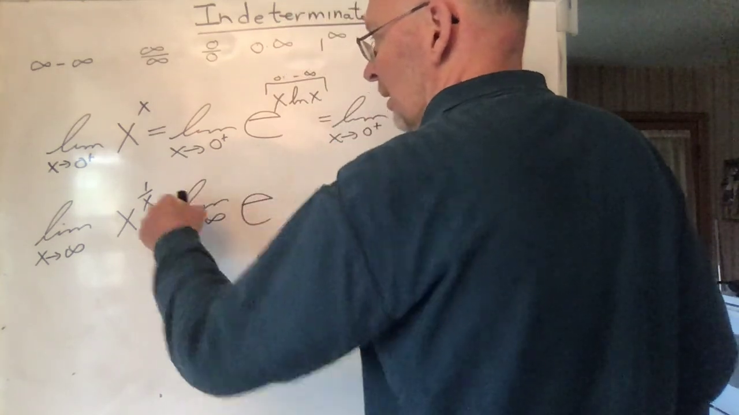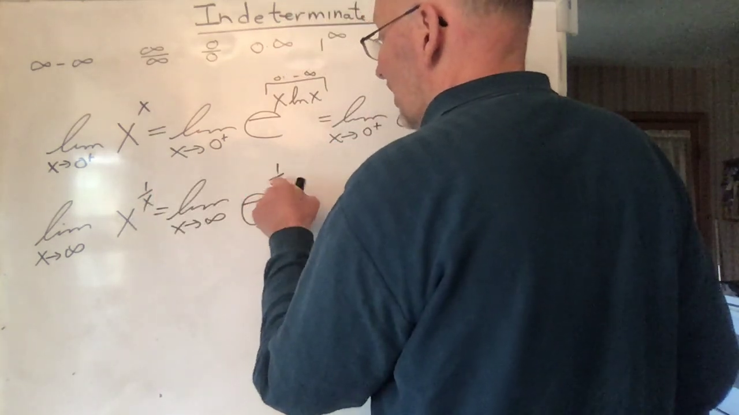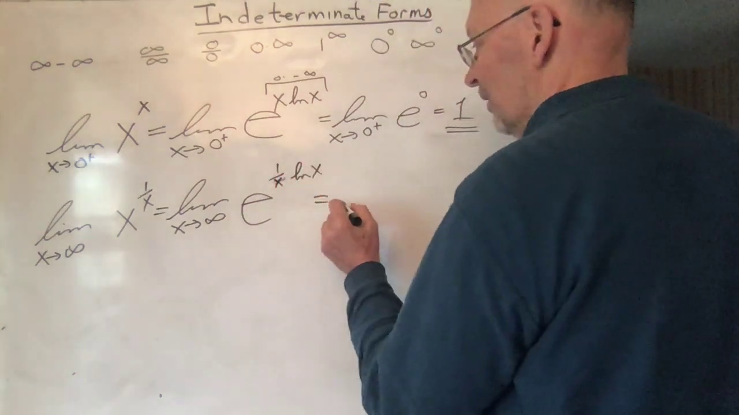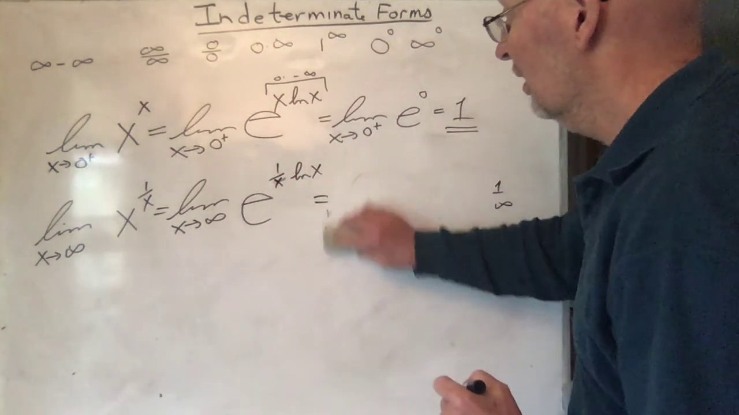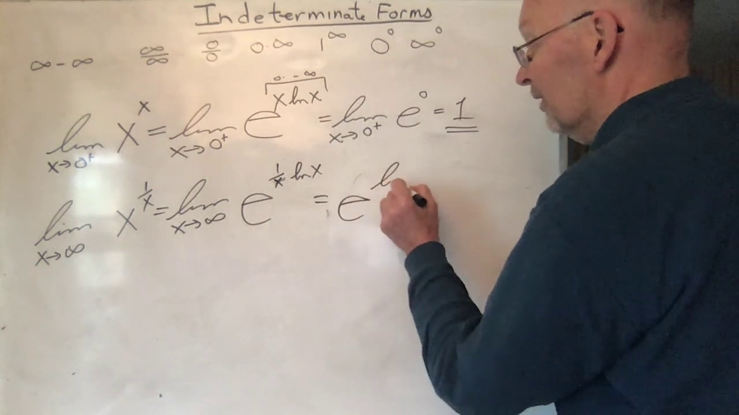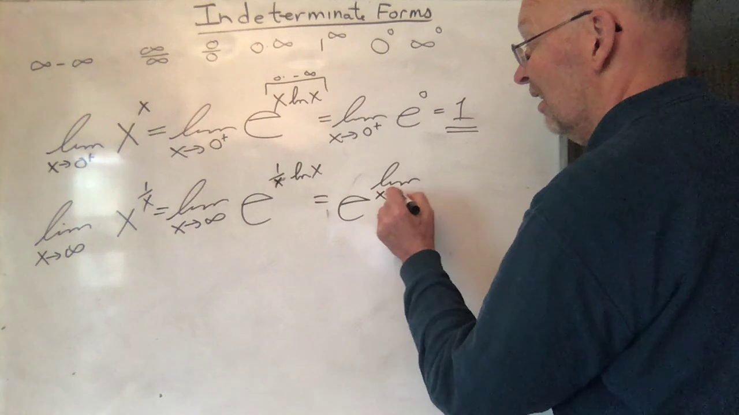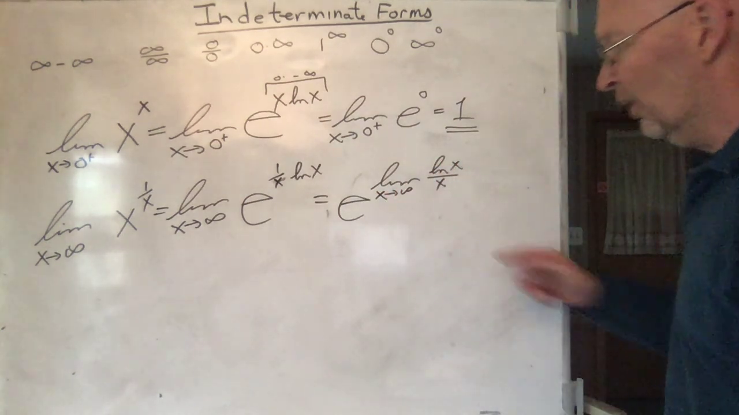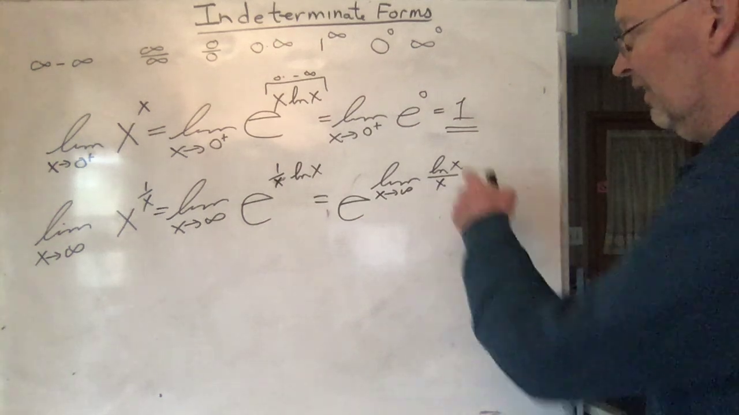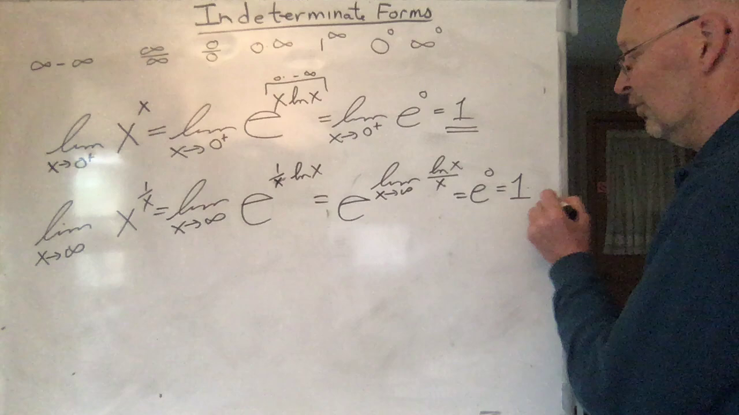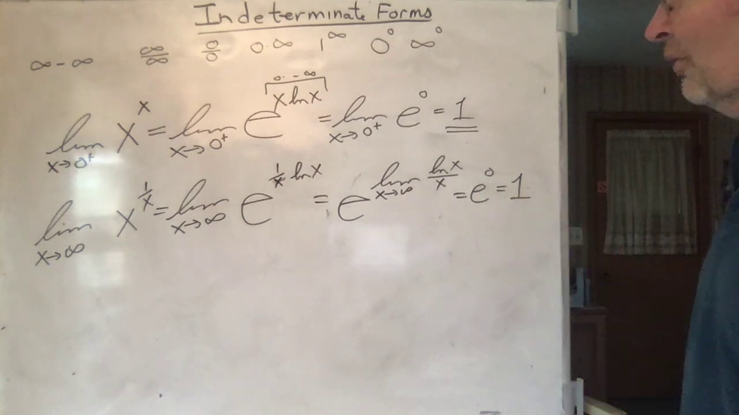So e to the 1 over x times the ln of x, which is equal to the limit, I'll bring the limit upstairs again. You're going to get the ln of x over x, and this is the one I did 2 lessons ago. That's just going to be 0. e to the 0, which is 1. So there's one that goes to 1.